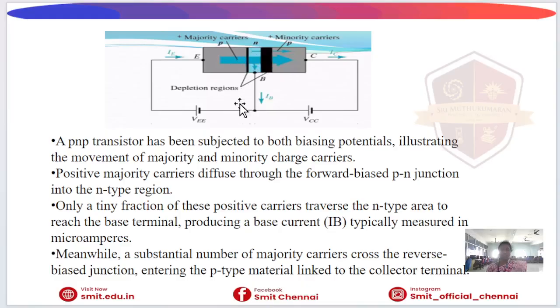In reverse bias, the collector base junction, this is collector, this is base, this collector base junction is reverse biased. So normally the reverse bias blocks the current. However, in the transistor, the carriers injected from the emitter are swept into the collector. This is the secret behind the transistor amplification.